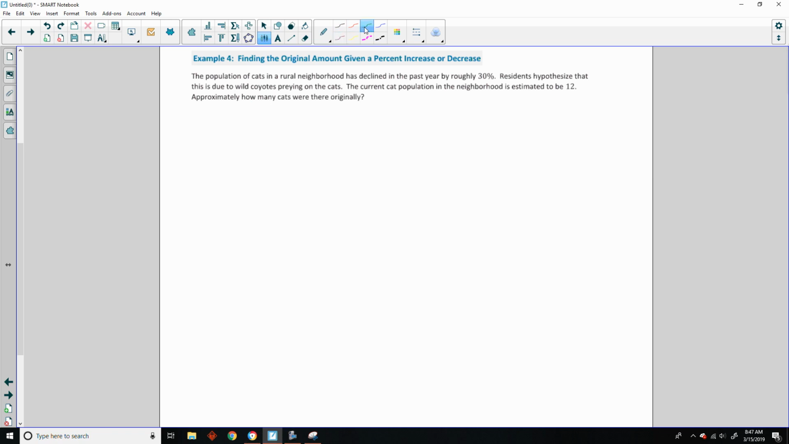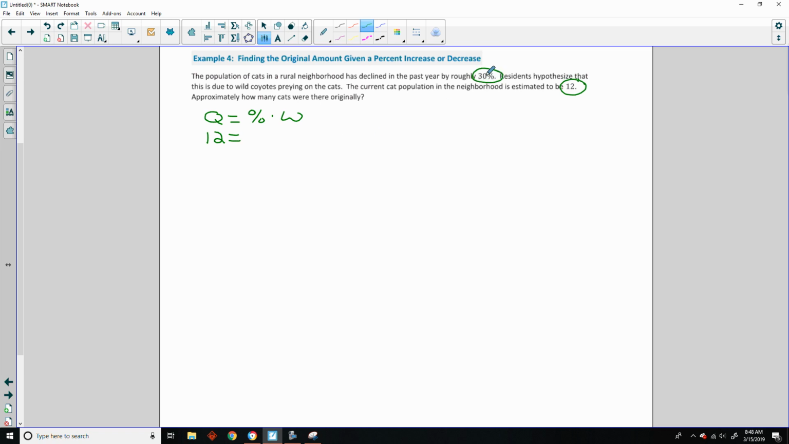Okay, example 4 says, finding the original amount given a percent increase or decrease. The population of cats in a rural neighborhood has declined in the past year by roughly 30%. Residents hypothesize that this is due to wild coyotes preying on the cats. The current cat population in the neighborhood is estimated to be 12. Approximately how many cats were there originally? So we're going to use that equation. Quantity equals percent times the whole. And the quantity of cats that are currently in the neighborhood is 12.